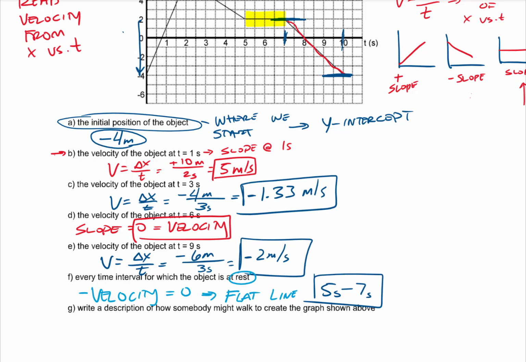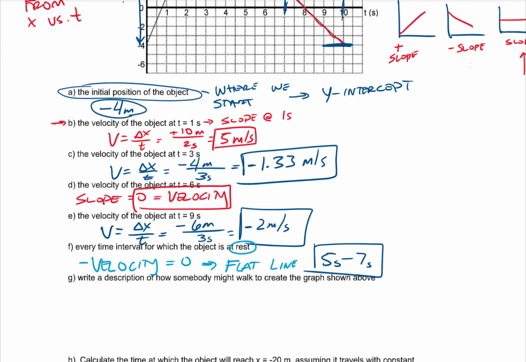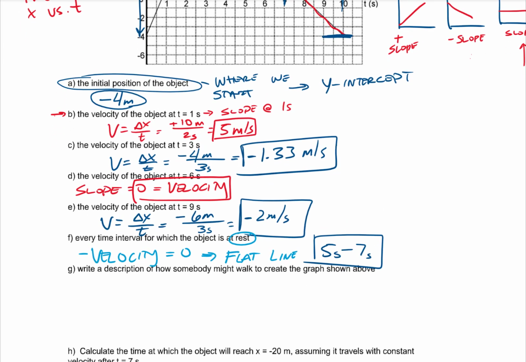Write a description of how someone might walk to create the graph as shown above. All right, so we look at this section by section.